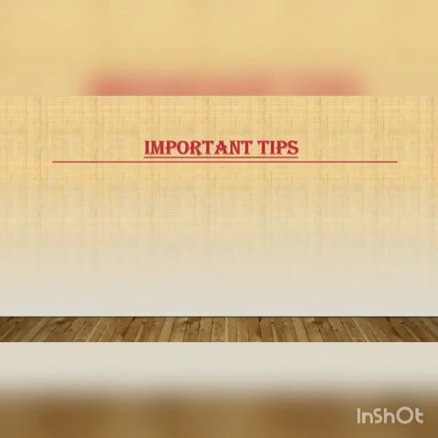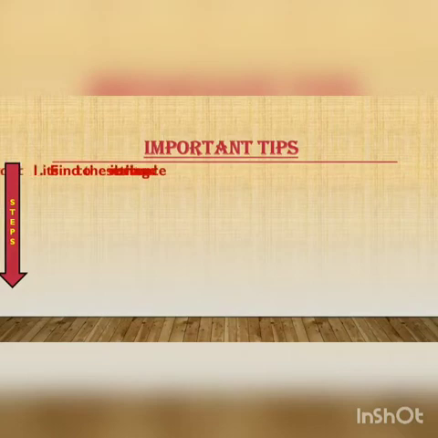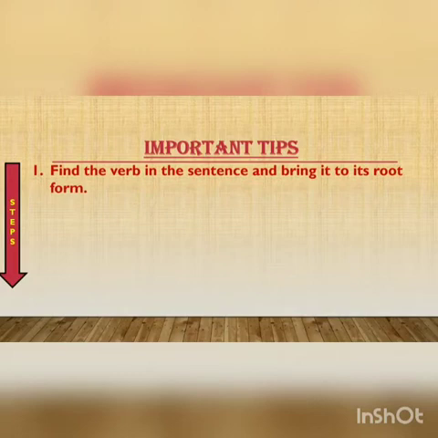Don't worry. Just to make learning simple for you and to help you in changing simple present sentences into negative, I have simplified this work into 6 simple steps. You have to follow these steps one by one and your sentence will automatically change into negative. The first step. Find the verb in the sentence and bring it to its root form.